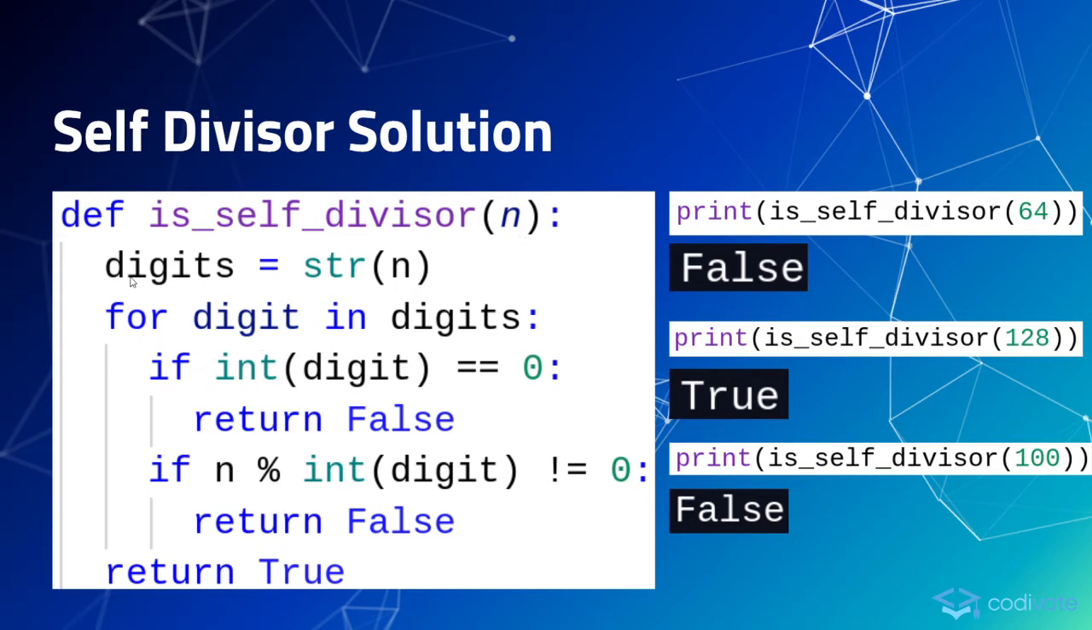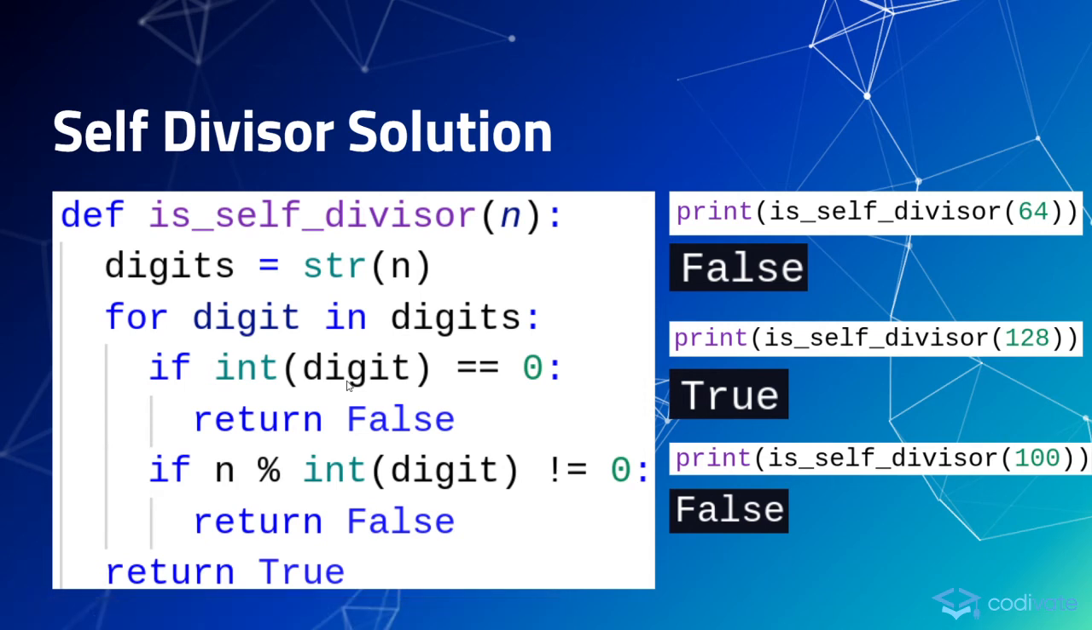We have a string we're creating here called digits, and it's getting a string version of n. Why are we making it a string? Well, the reason is because we can loop through strings, but we can't loop through integers. And we want to loop through each letter in the string and we want to make some checks.